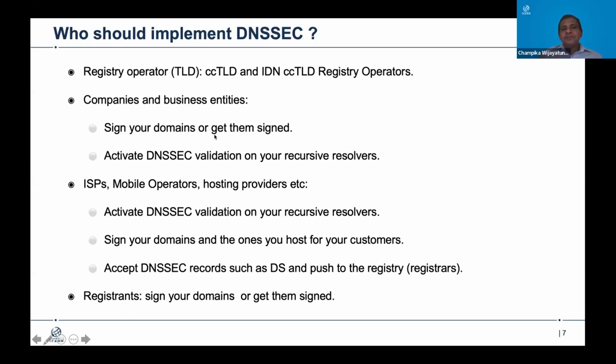And then remember we talked about two things, right? One is the signing, and the other thing is activating DNSSEC validation. Because some organizations, some companies, some business entities, you are running your own recursive resolvers. So if you're running your own recursive resolvers for your own users within your organization, you should activate DNSSEC validation in those, right? So if you're a company or a business entity, make sure that you do these two functions: sign your domains, and then activate the DNSSEC validation.